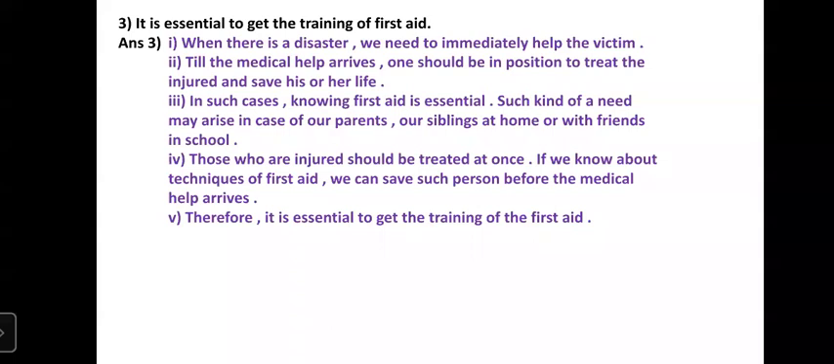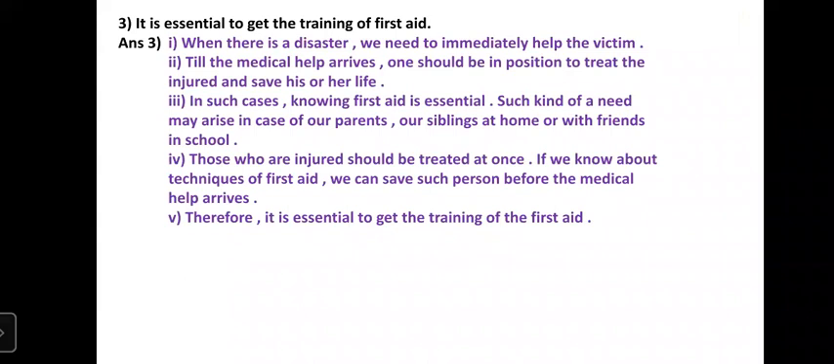Fourth point, those who are injured should be treated at once. If we know about techniques of first aid, we can save such a person before the medical help arrives. Fifth, therefore, it is essential to get the training of first aid.